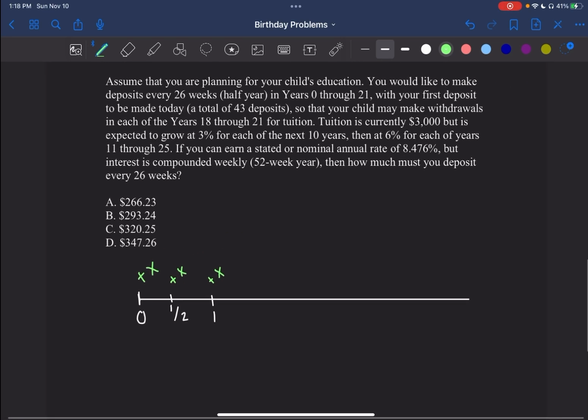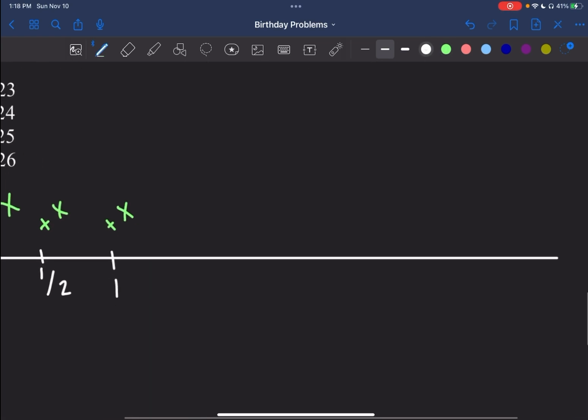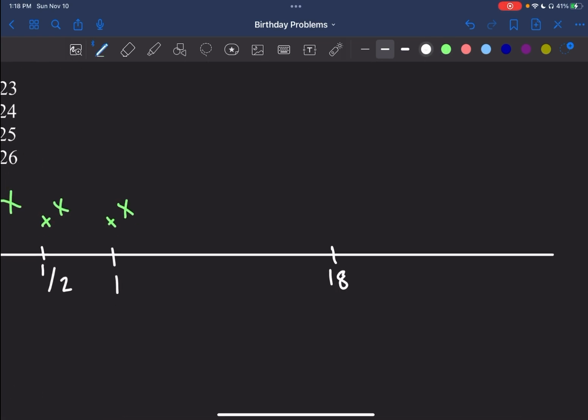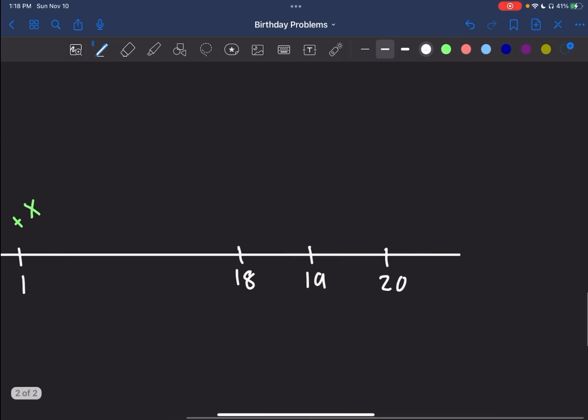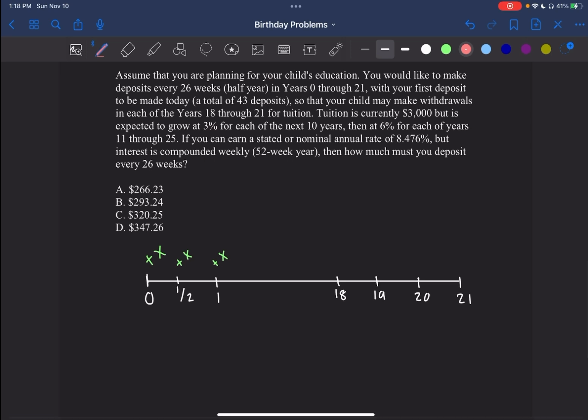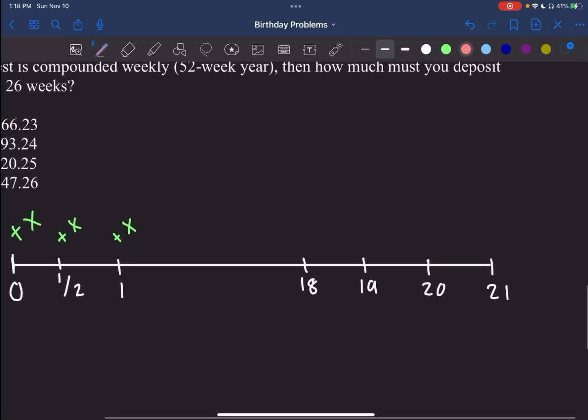All right. And then also in years 18 through 21, let's put that on our timeline. We're going to be making withdrawals. And right now, we don't know exactly what those withdrawals are, so I'm just going to put a minus X for that.